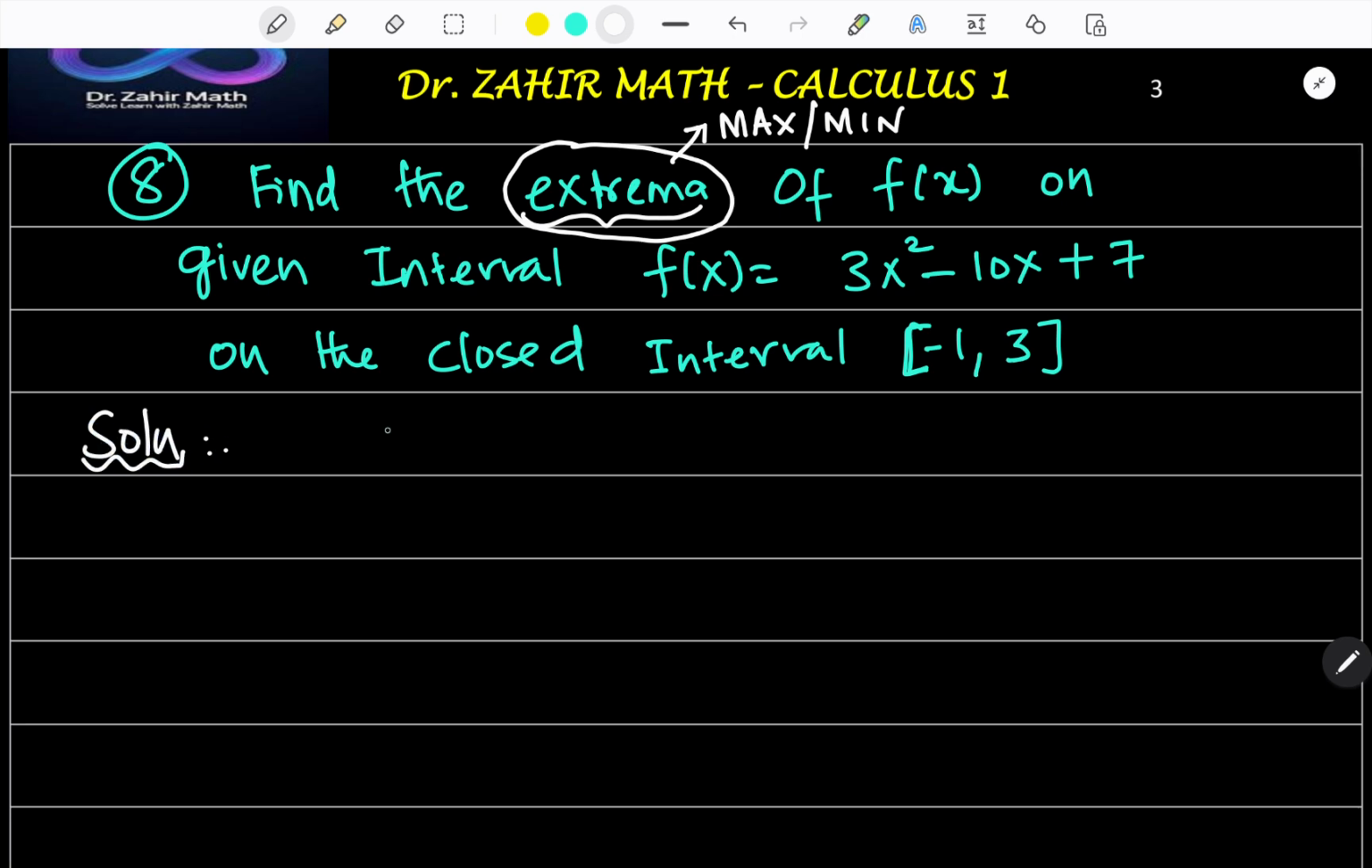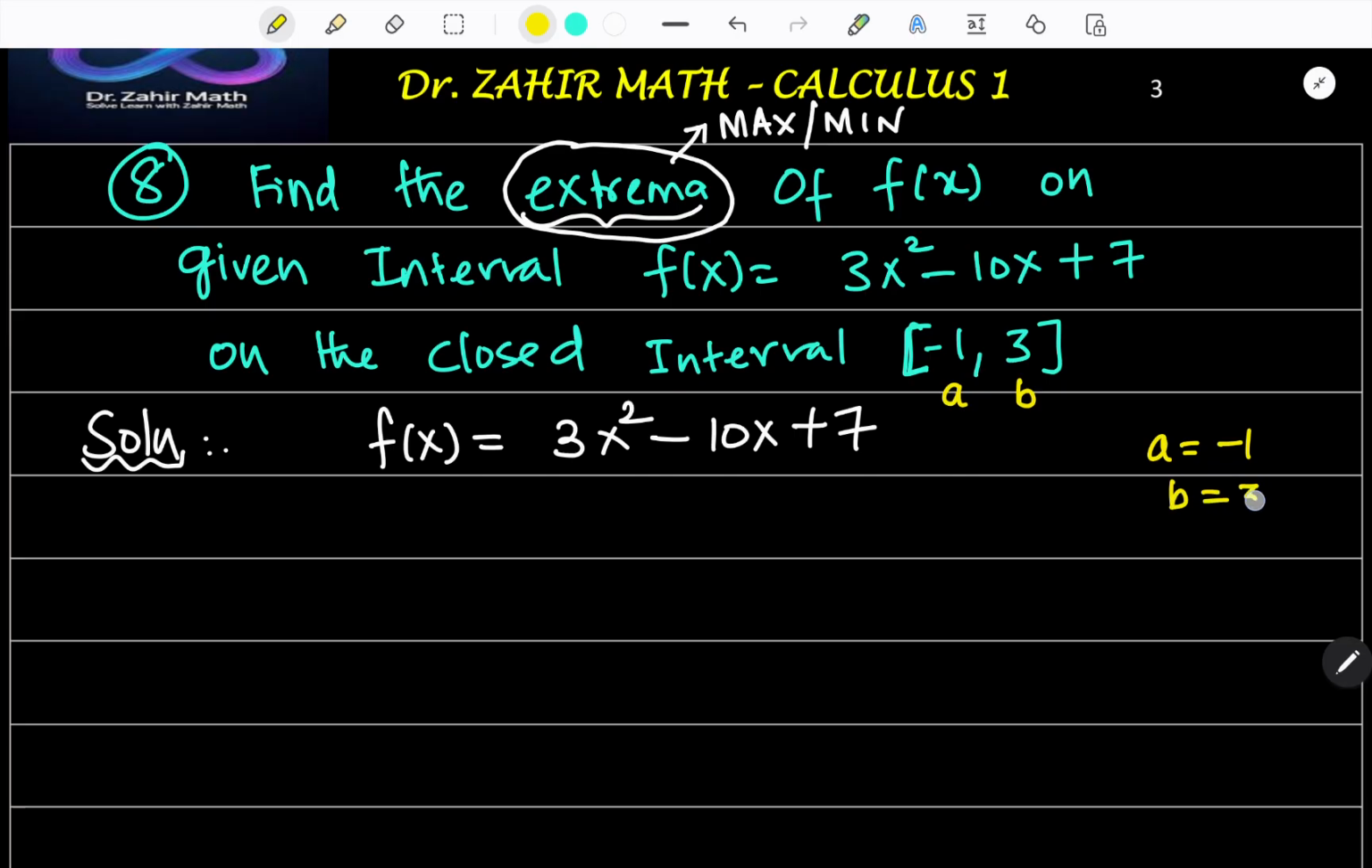Let's go to the solution. f of x is given: 3x squared minus 10x plus 7, on the closed interval minus 1 comma 3. So this is your A and this is your B. A is minus 1 and B is 3. Keep that in your mind.